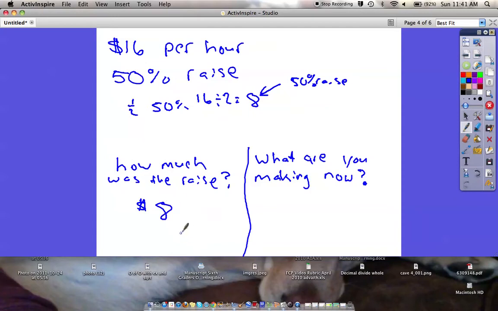Okay. Now, the question is, what are you making now? Well, if you started with $16 per hour and you increase that by 50% and the 50% was $8, now you'd be making what you made before plus the 50%, and the 50% is $8 for a grand total of $24. Now you are making $24 an hour. So we did basically the same thing that we did before, but we just had to understand that since it's a 50% raise, that's going to be tacked on to the amount that you already started with.